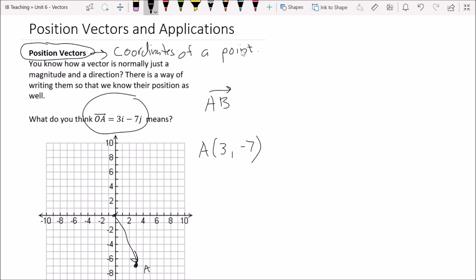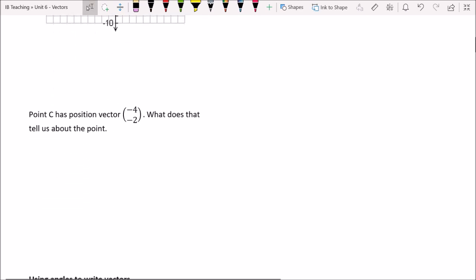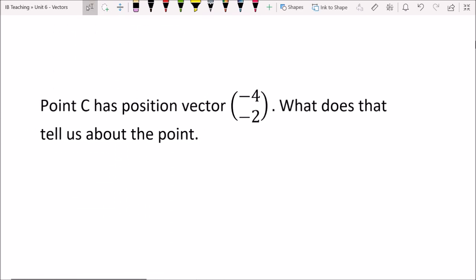And if you get a written question that refers to a position vector, it always starts from the origin. That's why they give us a coordinate. Now here it's obvious, it says, okay, there's an O right there. But even if it didn't say OA, if they said 3i minus 7j is a position vector, we would know that it had to start at the origin. So with that, let's see if we can answer a question like this one. Point C has a position vector of (-4, -2). What does that tell us about the point?